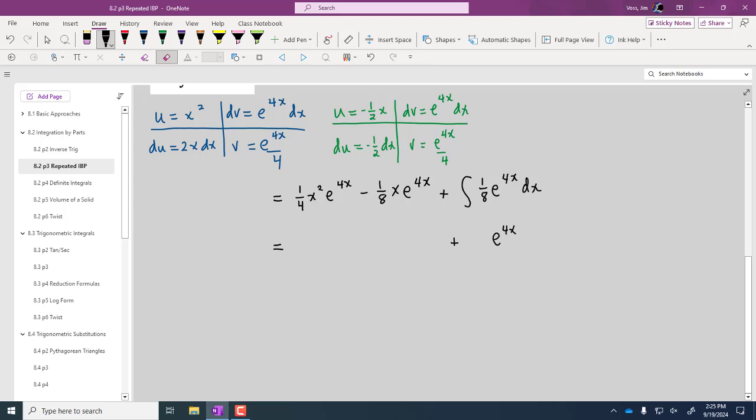Reverse chain rule says take the derivative of the exponent, divide by it. So 1/8 divided by 4 is 1/32. And then we have our constant of integration. So we've got all that.